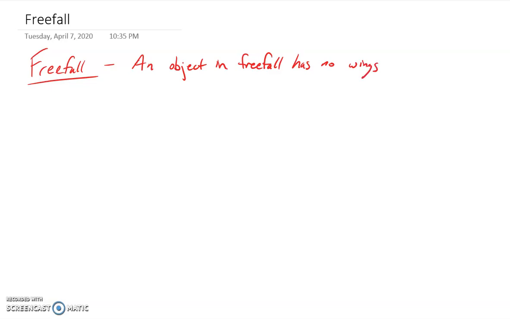First thing we need to do though is define what does freefall actually mean. So an object is in freefall under these criteria. It has no wings, so it can't be a bird or an airplane. No thrust, so again, no airplane, no helicopters. No parachutes. Or contact with the ground.